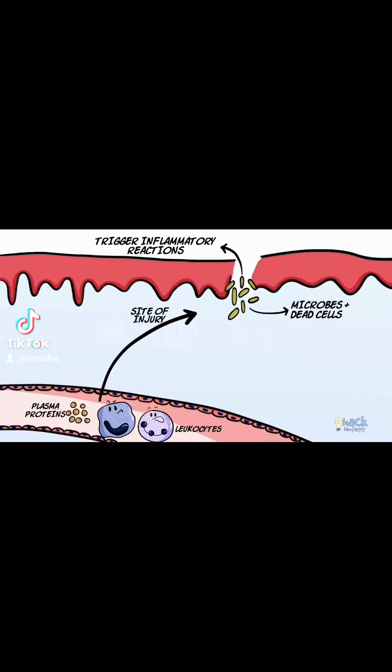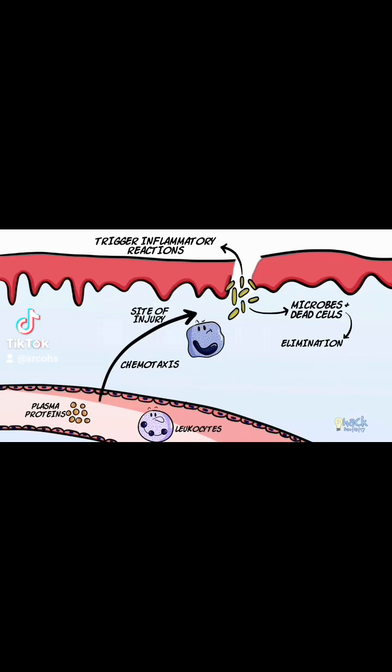Microbes and dead cells could trigger inflammatory mediators to cause inflammation, which is basically the body's response of delivering leukocytes and plasma proteins to the site of infection or injury so that the offending agents could be removed or eliminated. When the body is inflamed due to microbes or other external agents, leukocytes migrate from the blood vessels to the site of infection through a process called chemotaxis.